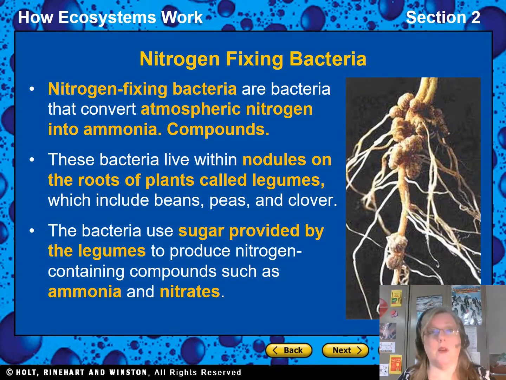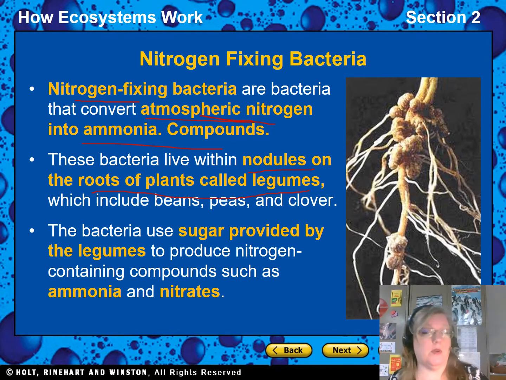Yeah. This is where they live. All right. So the nitrogen-fixing bacteria can convert the atmospheric nitrogen into ammonia compounds. Okay. So they take the atmospheric nitrogen and turn it solid. These bacteria live within nodules on the roots of plants called legumes.